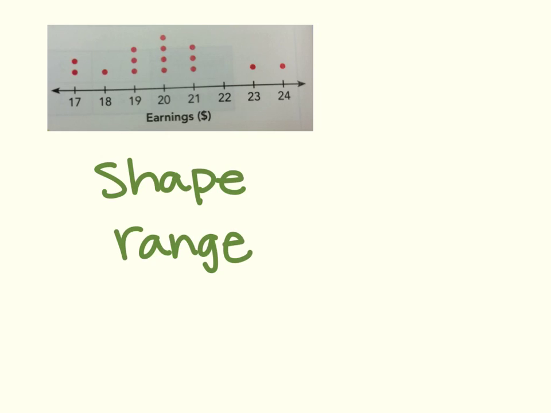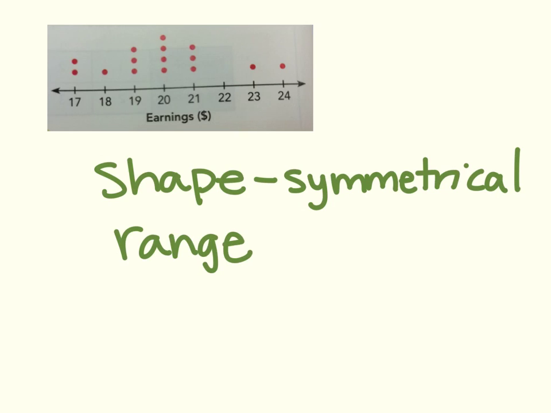I would say since most of the data lands pretty close to 20, with almost everything being between 19 and 21, we're going to say that this is symmetrical. It's not perfectly symmetrical, but since most of the data is in the center, we will call it symmetrical because it's balanced. The information is balanced around the center of the chart.